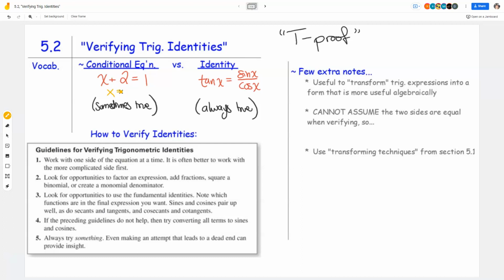Okay, there might be more than one, but still, there is a limited number of solutions. X can only be, this will only be true sometimes for certain x's. This one's always true. How is this always true?